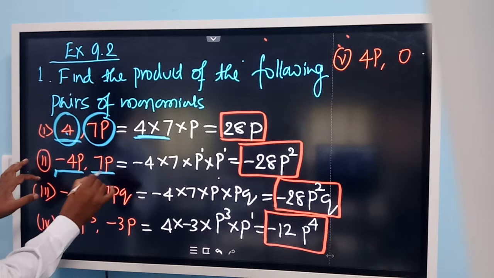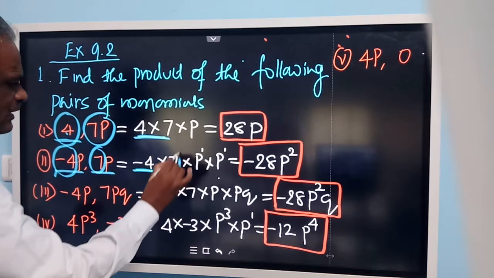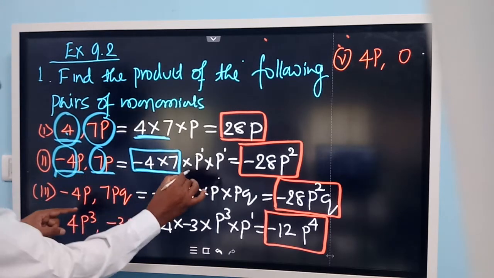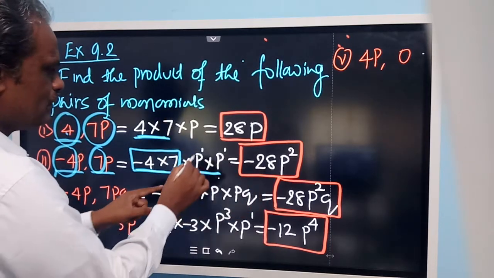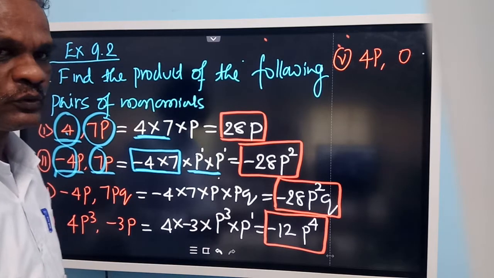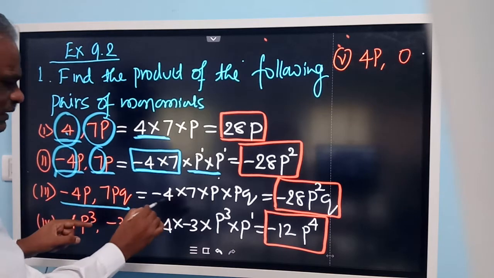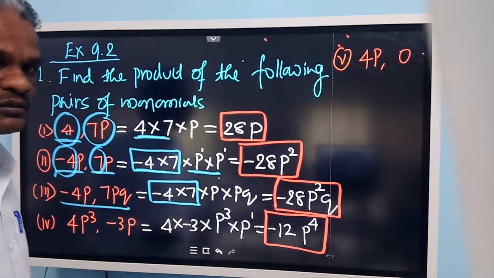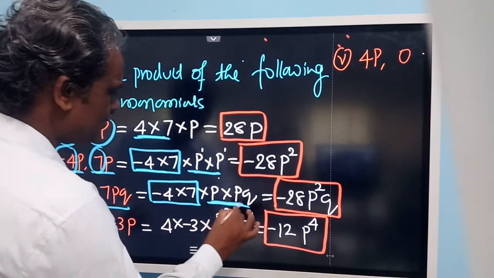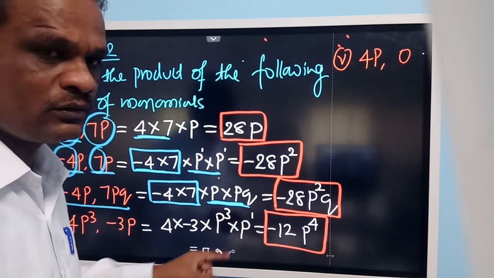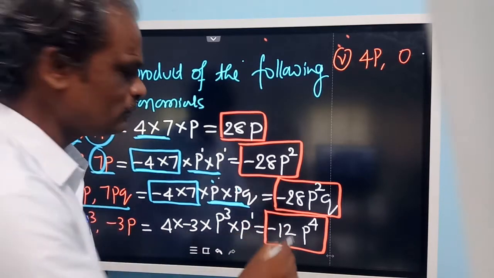Come to the second one. Minus 4p and 7p. Multiply this minus 4 and 7 first. So you will get minus 4 into 7, then p into p. So p to the power 1 into p to the power 1. Minus 4 into 7, minus 28. P to the power 1, p to the power 1, p to the power 2. So come to this third question now. Multiply minus 4 and 7 first. Coefficients should be multiplied first. Then p into pq later. Here when you are multiplying p and pq, first you need to multiply p and p, p to the power 1 and p to the power 1, it gives you p to the power 2.